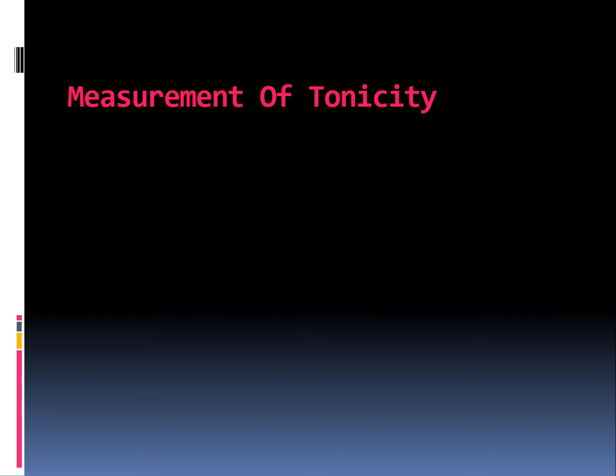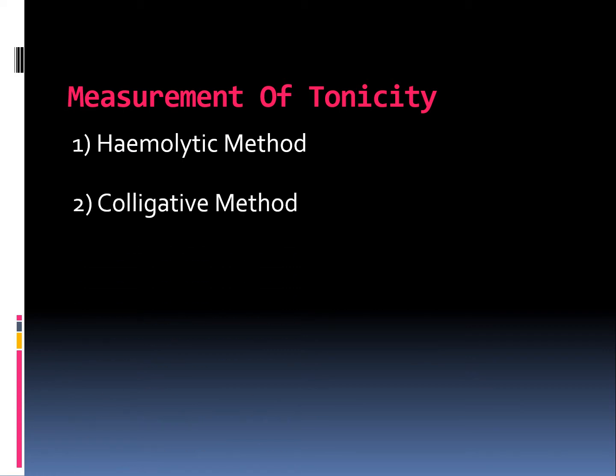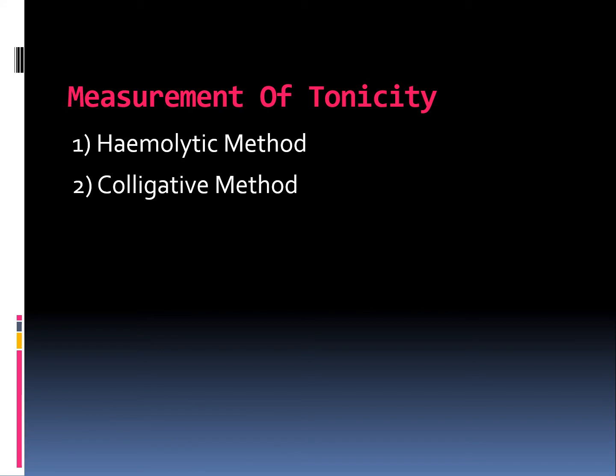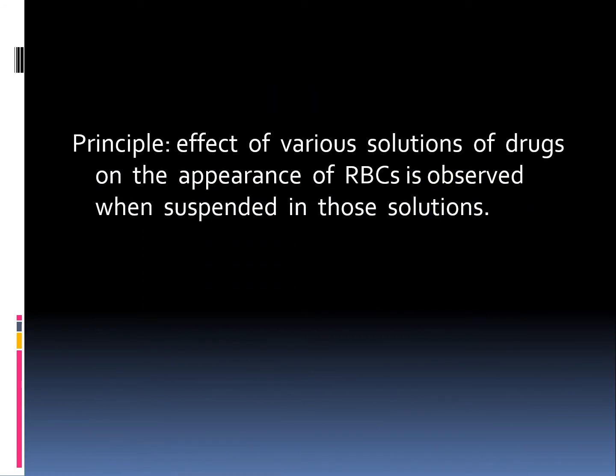Now next is measurement of tonicity. So how can tonicity be measured? The first method is the hemolytic method. Next, the colligative method. So now let us see the principle.